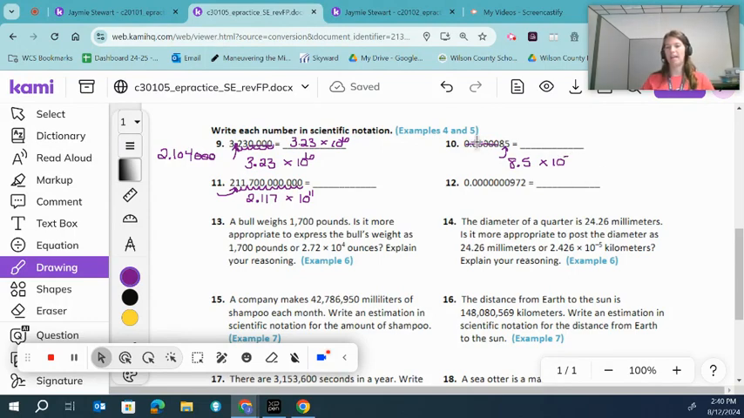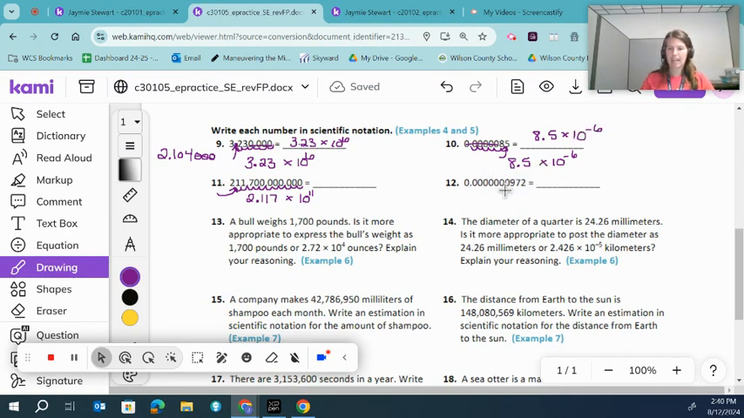So I go ahead and put my negative sign, and then I can count how many decimal places I moved it. 1, 2, 3, 4, 5, and 6. Don't forget to move it to the other side of that 8, to get a full 6. Some people miss that, so don't make that mistake. 10 to the negative 6th power.